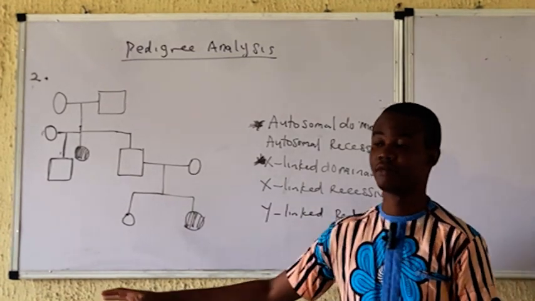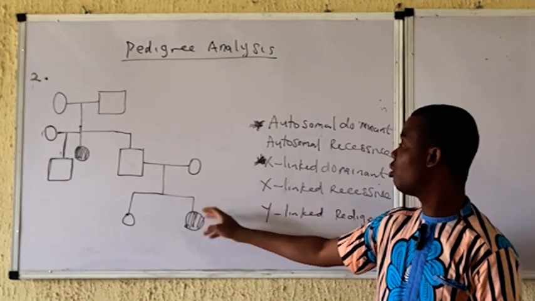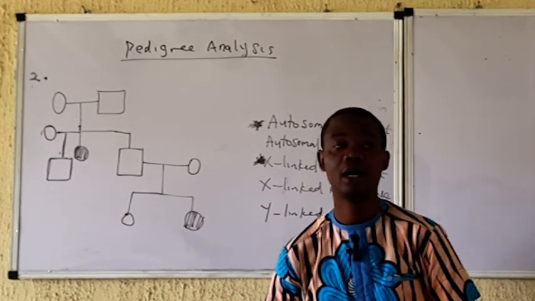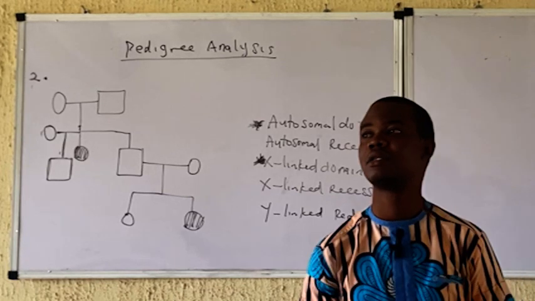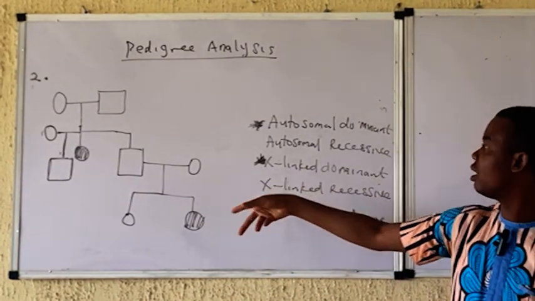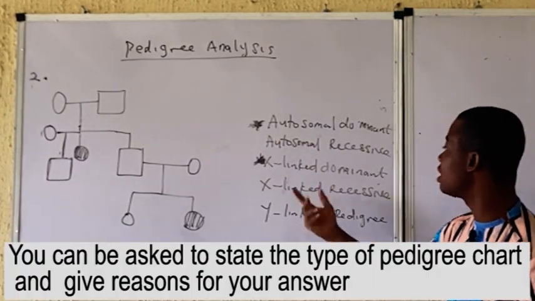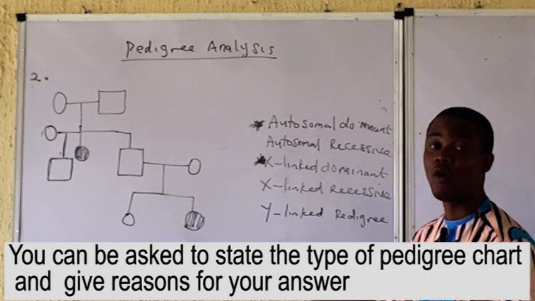Again, we have another pedigree chart on the board, and you may be examined, or you may be asked to indicate whether this pedigree chart is autosomal dominant, autosomal recessive, X-linked dominant, X-linked recessive, or Y-linked pedigree.